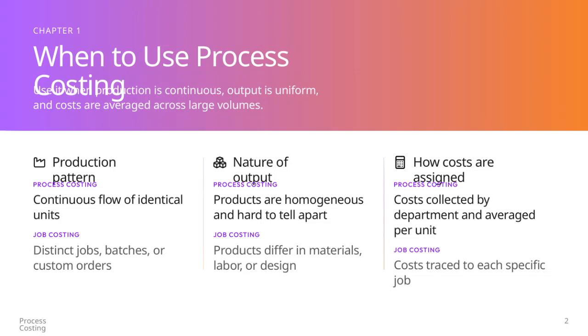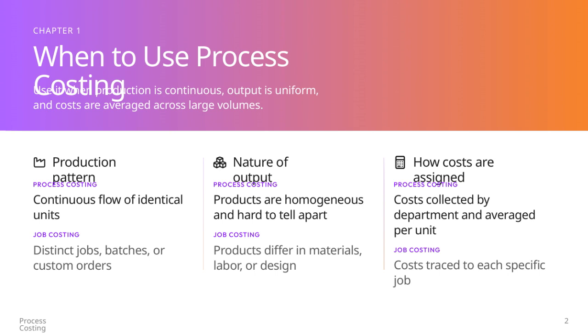Here, we're comparing process costing and job costing, two methods used to track production costs. Process costing is ideal when you have a continuous flow of identical units. Think of products that are homogeneous and look the same, like chemicals or packaged foods. In this system, costs are collected by department and then averaged out per unit, since it's hard to distinguish one product from another. On the other hand, job costing is used when production involves distinct jobs, batches, or custom orders.